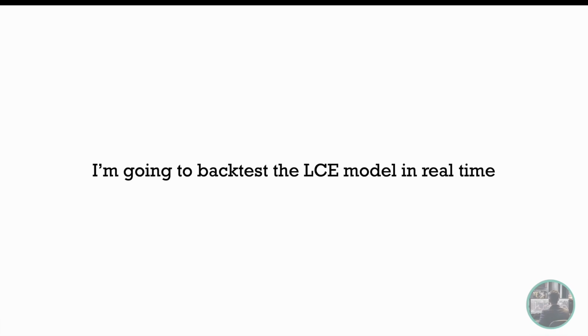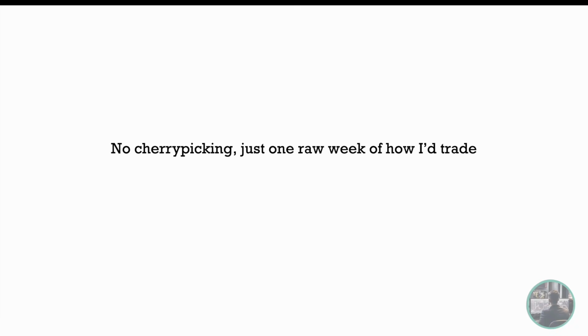I'm going to backtest the LCE model in real time and walk you through every single trade from start to finish. I'm not going to be cherry picking or giving perfect examples, just a full raw week of trading it exactly how I trade. So, what I'm looking for when I open my chart, what I'd take, what I'd avoid, how I'd manage my trade, and why.